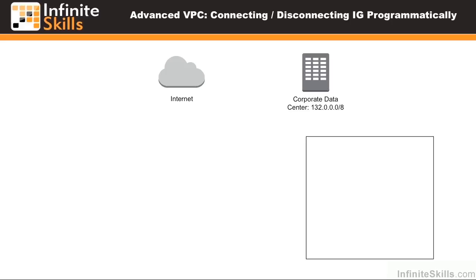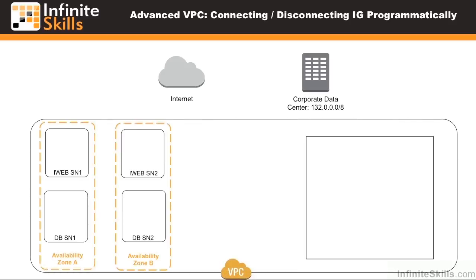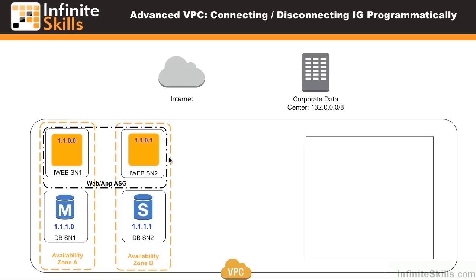In the second use case, we look at connecting and disconnecting an internet gateway programmatically. Here we have the same assets as before. We spin up a VPC with internal web subnets 1 and 2 and database subnets 1 and 2, where we spin up assets, EC2 for the web and RDS for the database. Here you see that we have the same subnet distinctions, 1.1.0 and 1.1.0 on the second subnet as well. We wrap these in a web app autoscaling group.